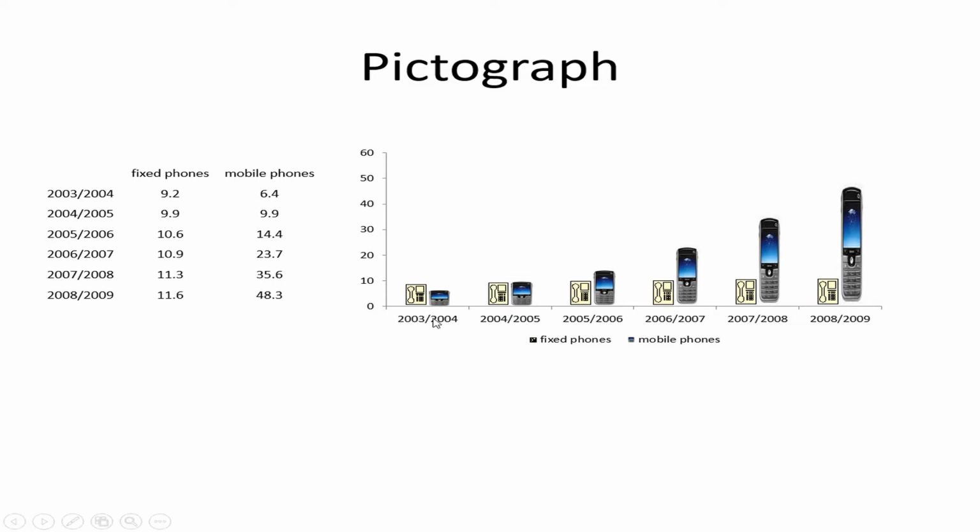It's a clustered column, but Excel allows me to change the color of the column and use a photograph or a picture. Therefore, this is called a pictograph, and it shows you by using the picture of a mobile phone. This is not a smartphone, or can be a smartphone, and this is the fixed phone. And it's very clear from this graph that the rate of the users of fixed phones does not change much, but of course people are using and buying a lot of mobile phones.